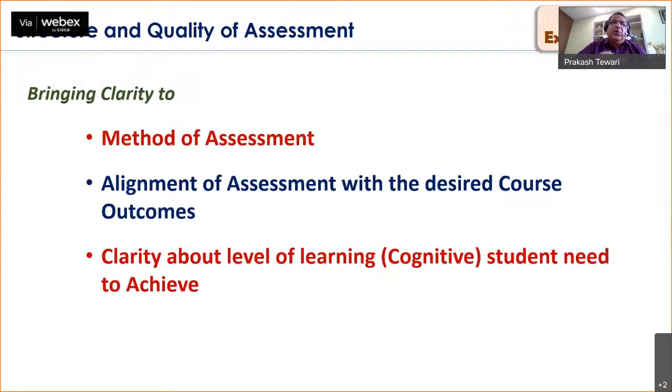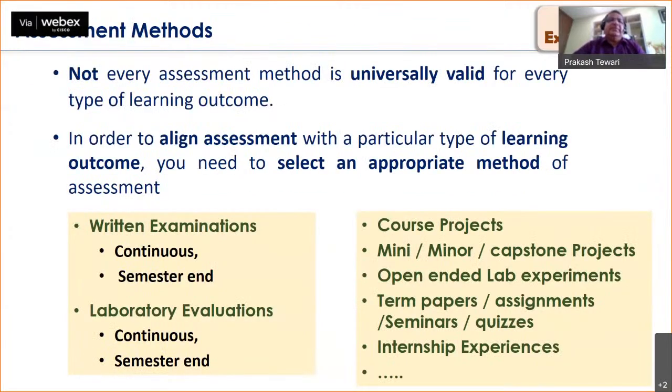For that, in order to improve the structure and quality of assessment, first, as faculty members, we have to bring clarity to the method of assessment, the alignment of assessment with desired course outcomes, and clarity about the level of learning that students need to achieve. So we all know how to write course outcomes, but how to connect the course outcomes with the method of assessment, that we have to learn. That I will explain. Okay.